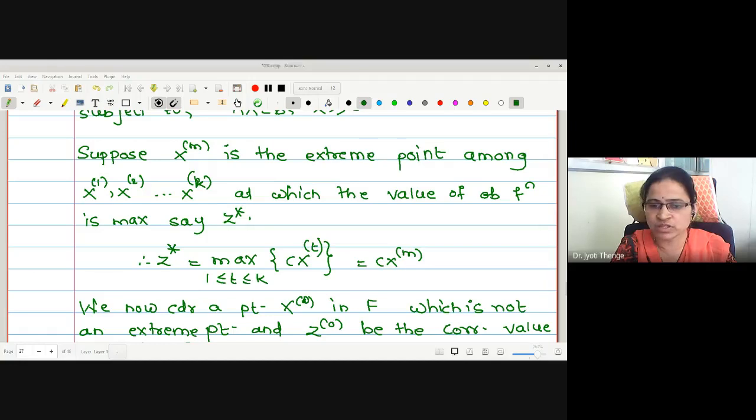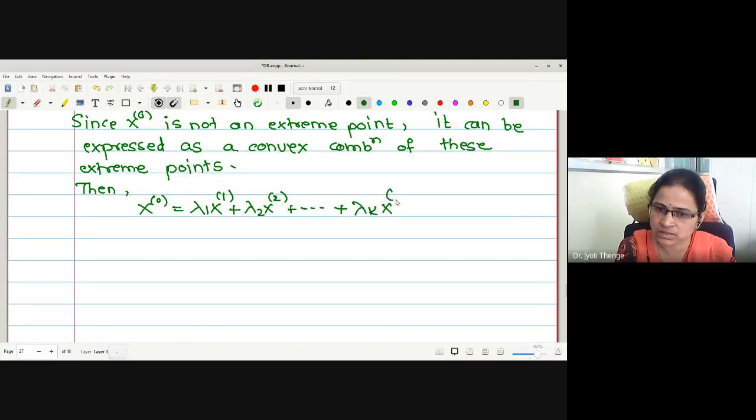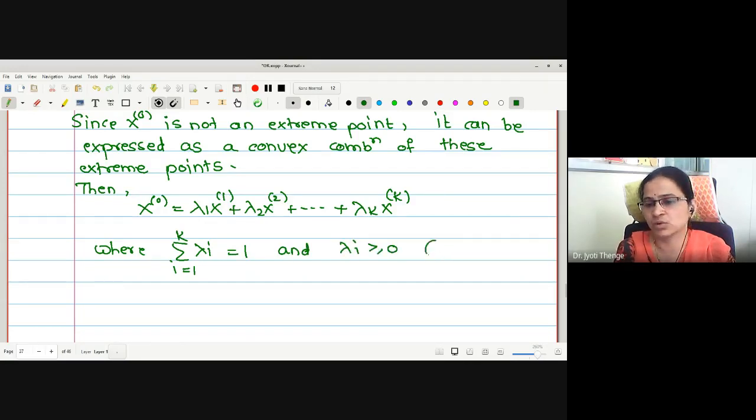What is the convex combination of these k points? It's a linear combination with two extra conditions: lambda 1 x1, lambda 2 x2, till lambda k xk. And what is the restriction? Where the sum of the scalars lambda i, for i equals 1 to k, is 1, and all lambda i are greater than or equal to 0 for i equals 1 to k.